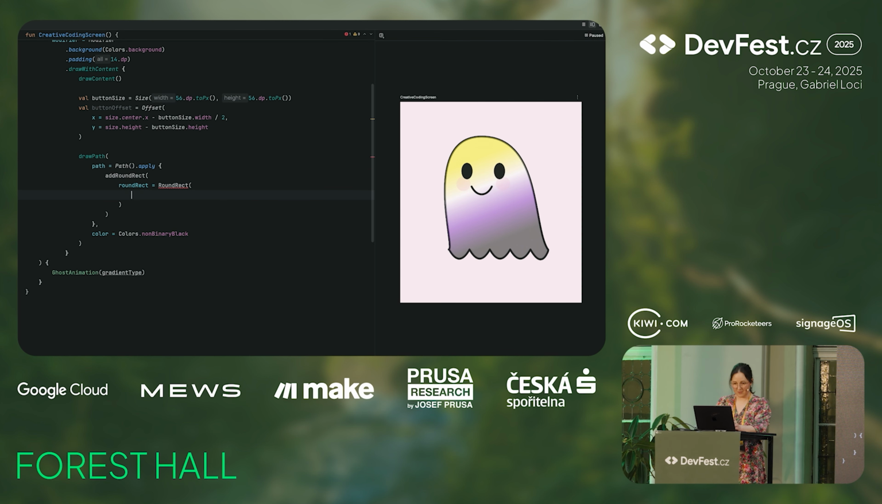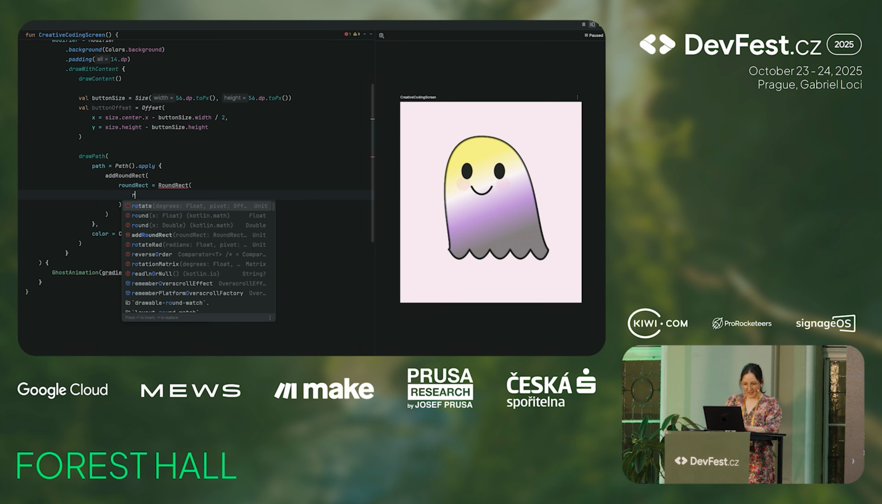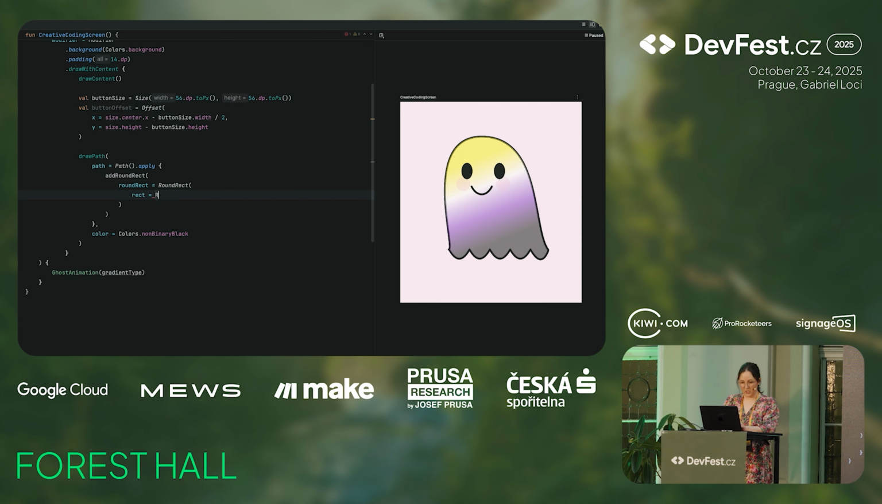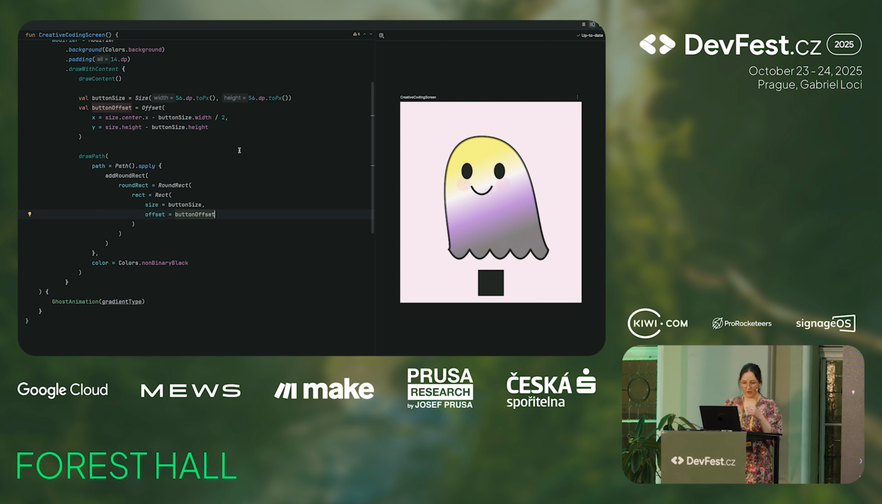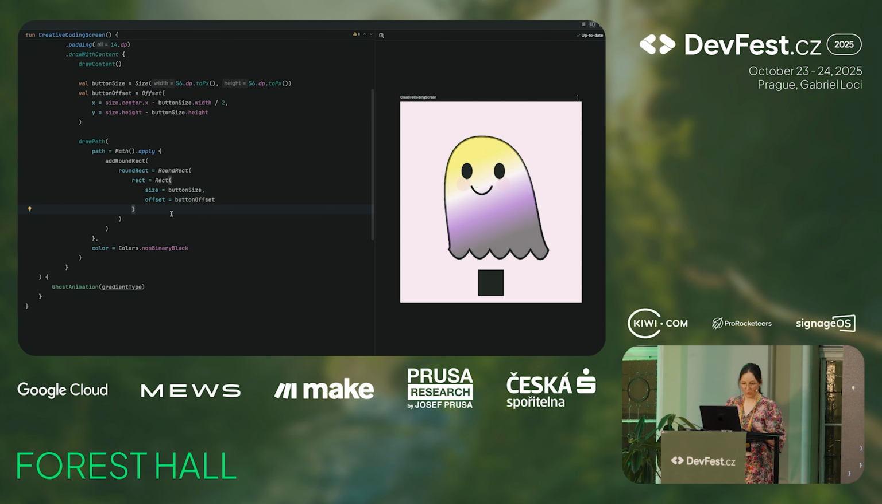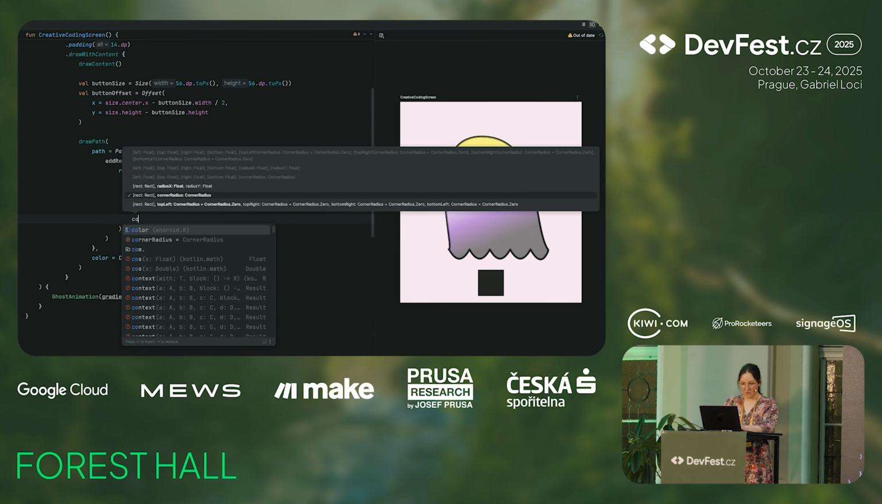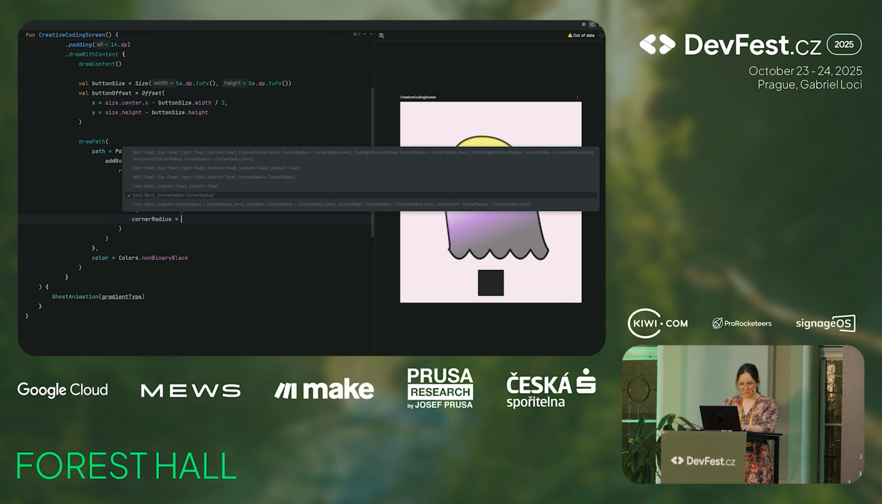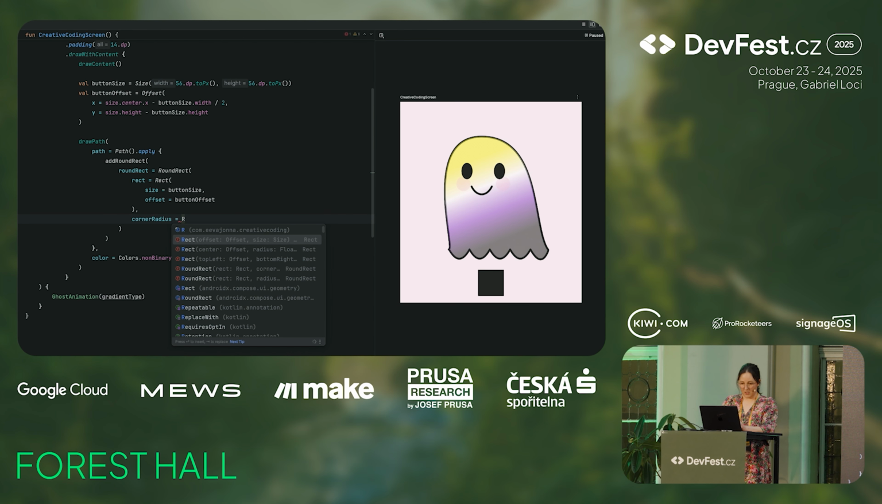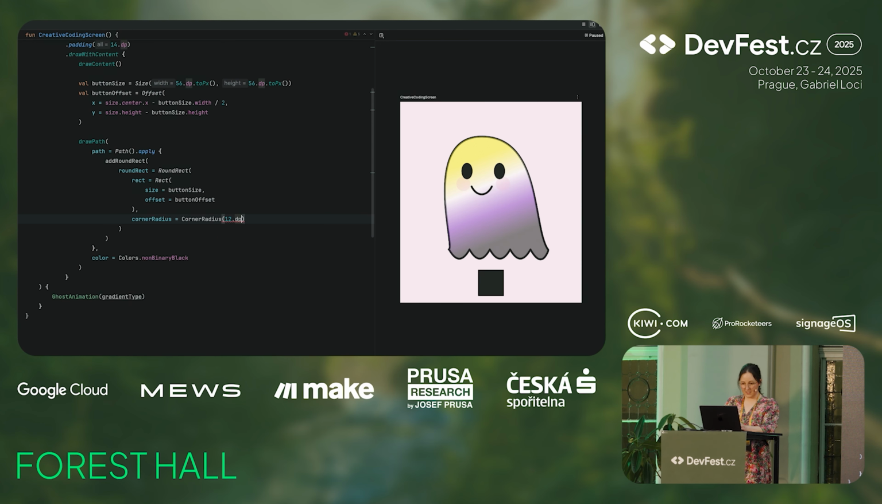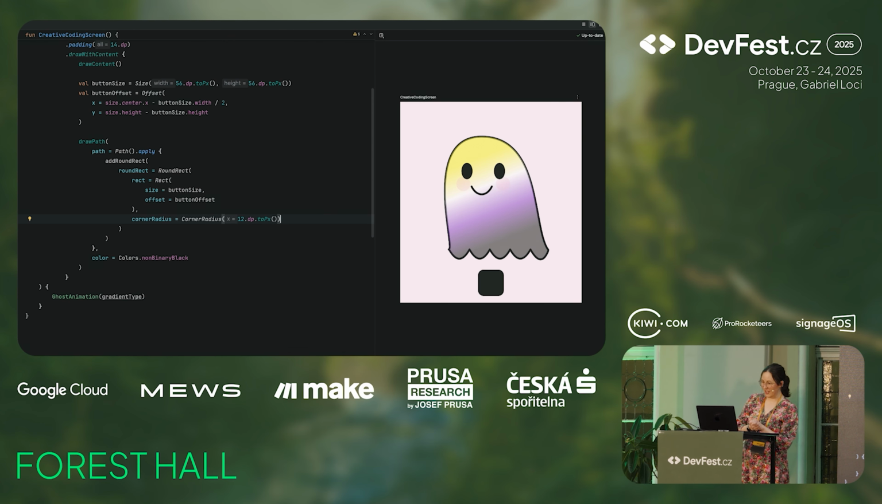Round rect takes in a rect, which has the size parameter where we put the button size, and then the offset parameter for the button offset. OK, now we have a black rectangle in the right place. We still want to have the corners round. It takes in a corner radius, and let's put it to 12 density-independent pixels to pixels. OK, it's a round rect.